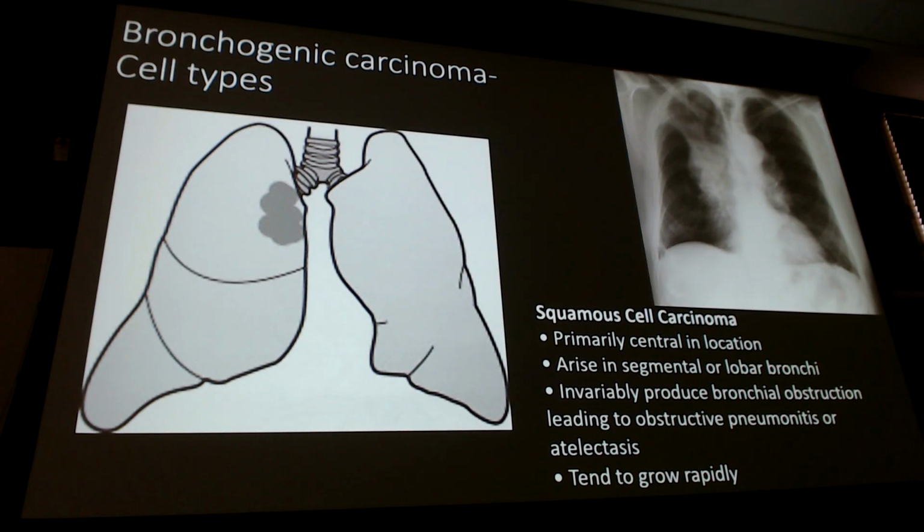Squamous cell. Okay? Squamous cell, central in location, central of the chest. They are coming from the lobar and segmental bronchi. So right here at the end here, okay? They can likely lead to an atelectasis, right here. Here's my atelectasis, leading right into my malignancy. These things grow quickly. These are rapid growers.